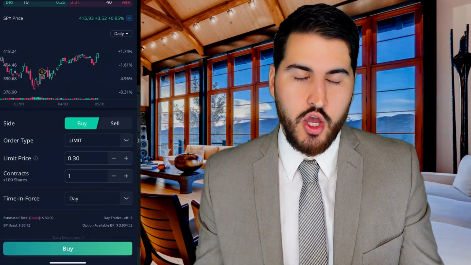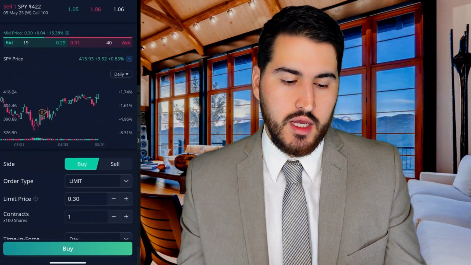up. Now, the default is buy, which is a call debit spread. So the default would be to buy the 421 and sell the 422. You would pay $30 to get into that position. And if the S&P 500 was at 422, you would make $100. So pay 30 to make 100.